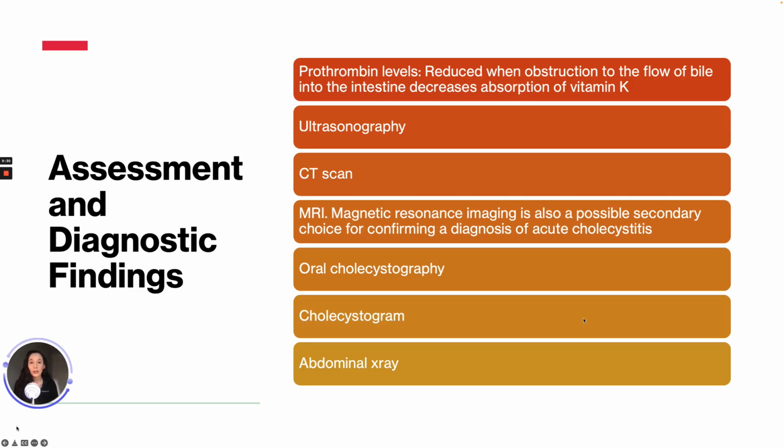All right, we can also look at prothrombin levels, which are reduced when obstruction to the flow of bile into the intestines decreases the absorption of vitamin K. We can do an ultrasound. This is usually the preferred initial imaging. We can do a CT scan, which is usually the secondary imaging test to identify extrabiliary disorders and acute complications. We can look at an MRI, which can confirm the diagnosis of acute cholecystitis.